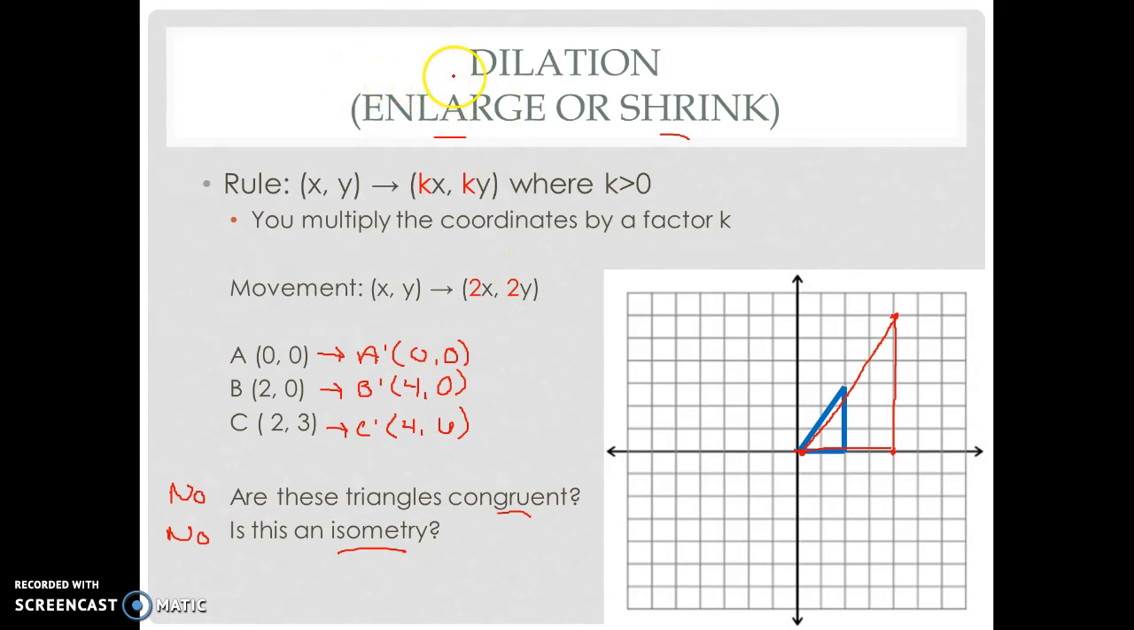So dilation is never an isometry, and it is never a rigid transformation. It is never going to produce congruent images, unless you just multiply everything by 1, in which case you would end up with the exact same image. You didn't change anything.